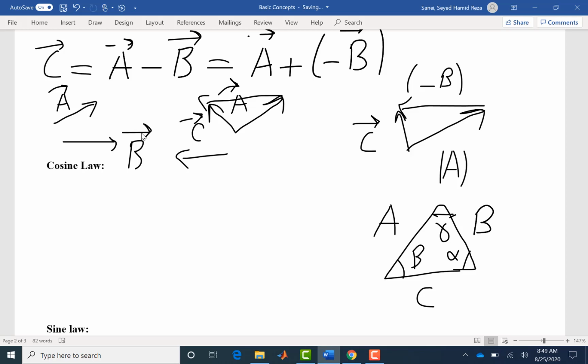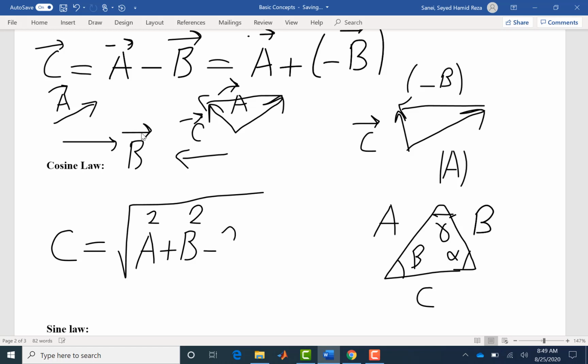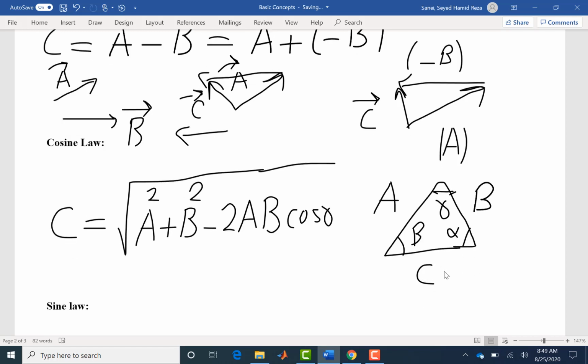It works for any type of triangle. If I want to find the magnitude of C, and I have the magnitudes of A, B, and the angle in between, I can find C. So C squared would be A squared plus B squared minus 2 times A times B times cosine of the angle in between. So I can find the value for C. And the triangle does not have to be a right triangle.